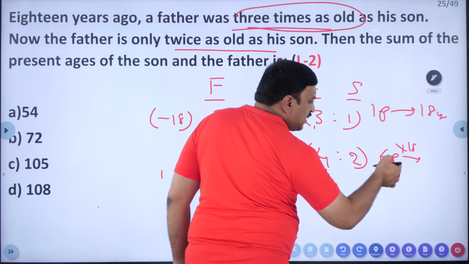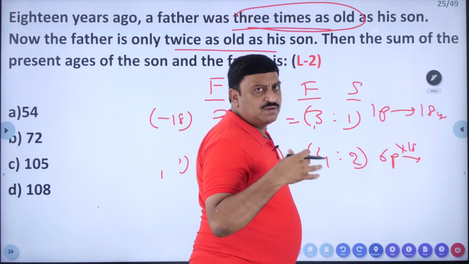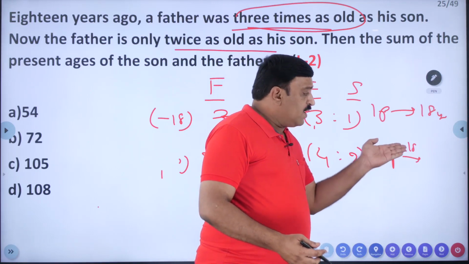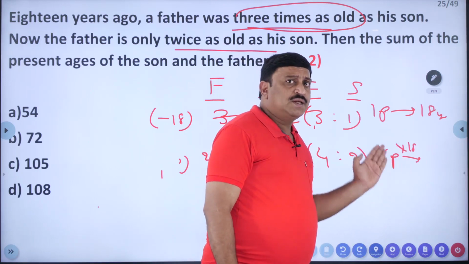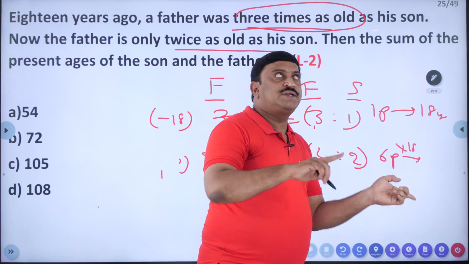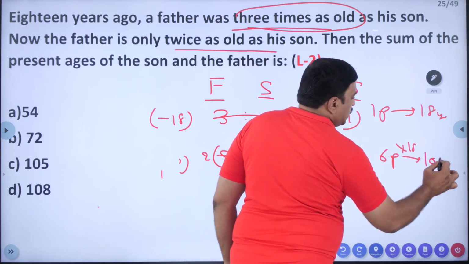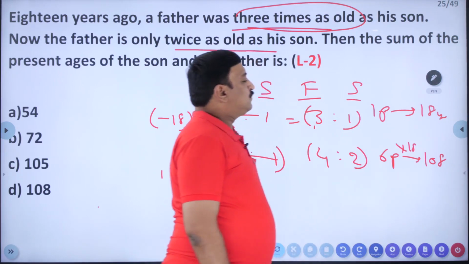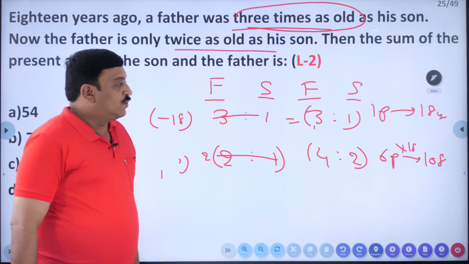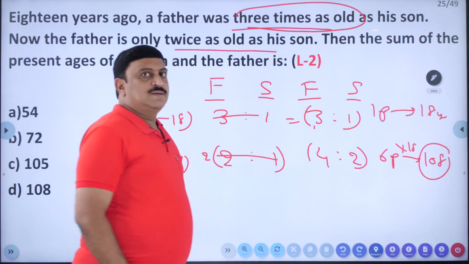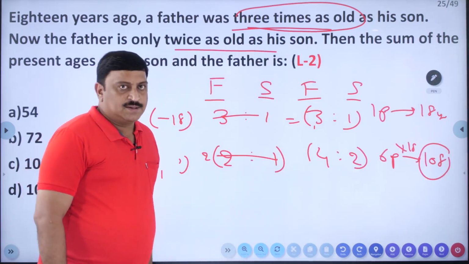So how much is 6 into 18? We don't know the 18th table, but the 6th table minimum you may know. 6 tens is 60, 6 eights is 48. 60 plus 48 is 108. Understood? So your answer is 108 years.